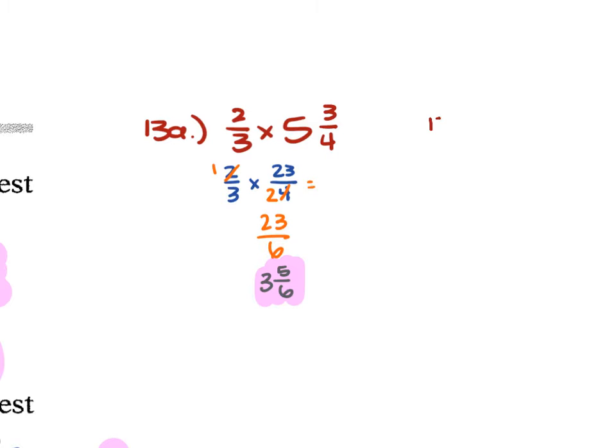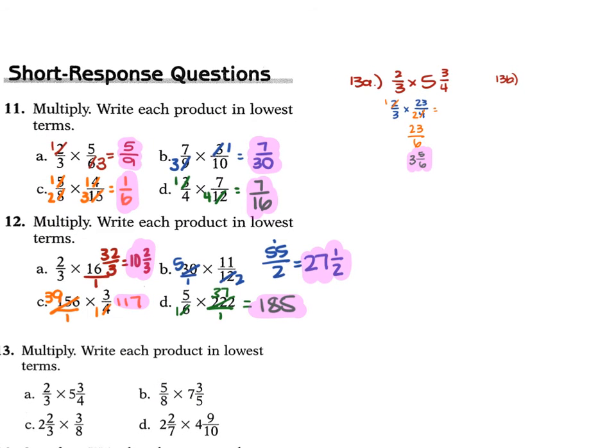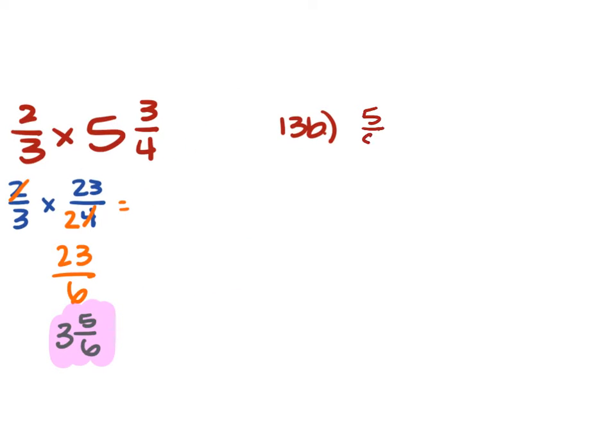For 13b, we have 5 eighths times 7 and 3 fifths. Okay, so we're going to turn the 7 and 3 fifths into an improper fraction. 7 times 5 is 35, plus 3 is 38. Keep it over the 5, and then keep the 5 over 8.